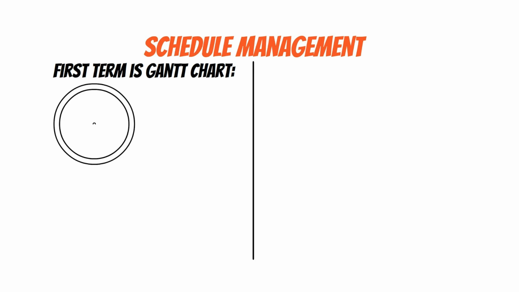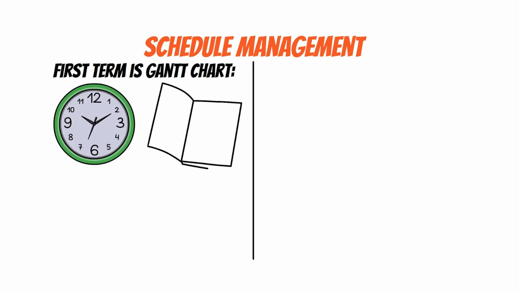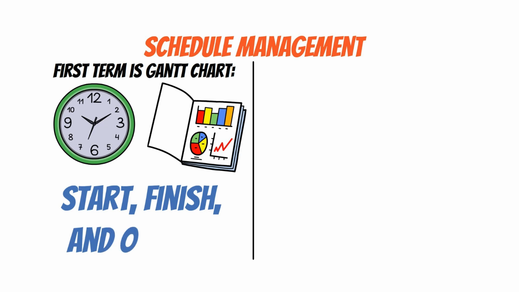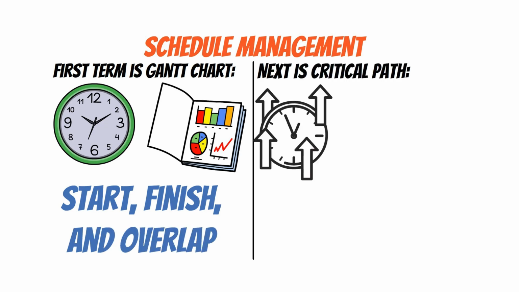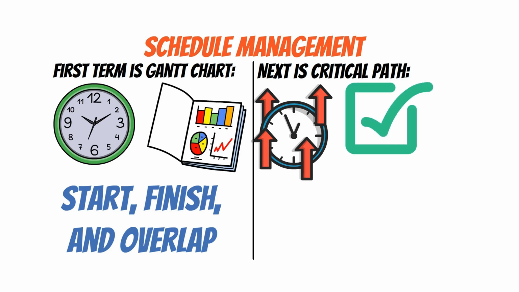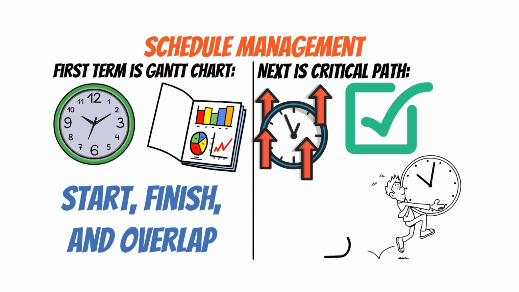First term is Gantt chart, the OG project timeline. It's like a bar graph that shows when tasks start, finish, and overlap. Next is critical path. This is the longest sequence of tasks that must be completed on time for the project to stay on schedule. If one task on the critical path gets delayed, your whole project might be in trouble.